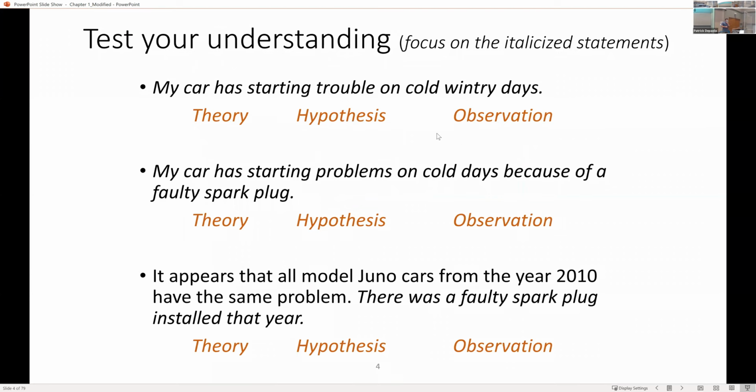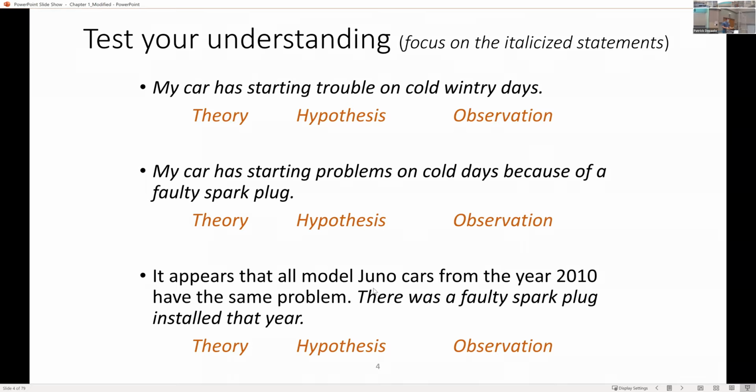Okay, so anyone could just call out whatever. My car has trouble starting. My car has starting trouble on cold, wintry days. Is that a theory, hypothesis, or an observation? Observation, good. So that's just an observation, you observe it. My car has a starting problem on cold days because of a faulty spark plug. A theory? Hypothesis, good. Because that's your idea about why it could be.